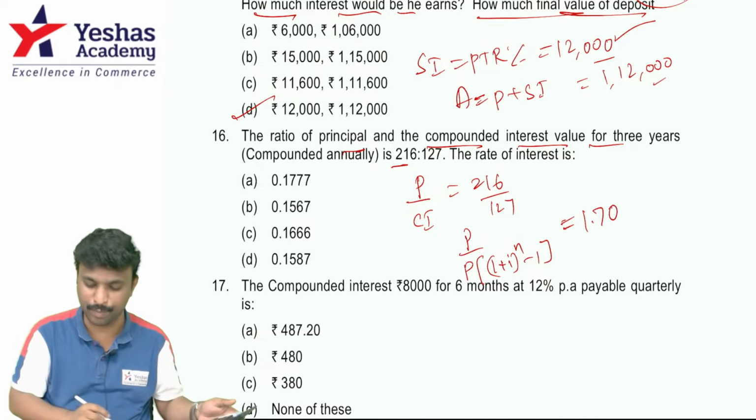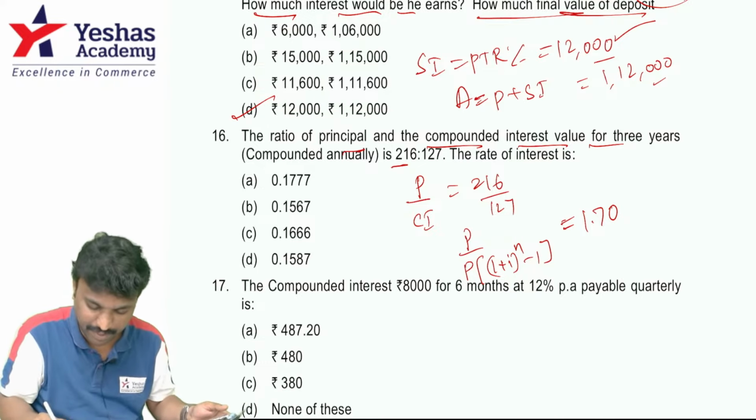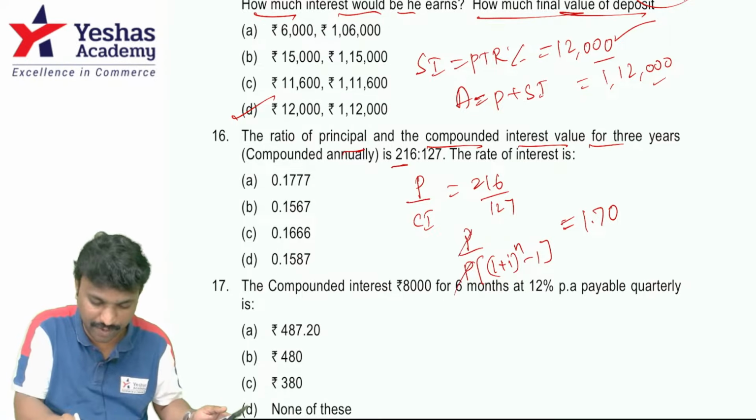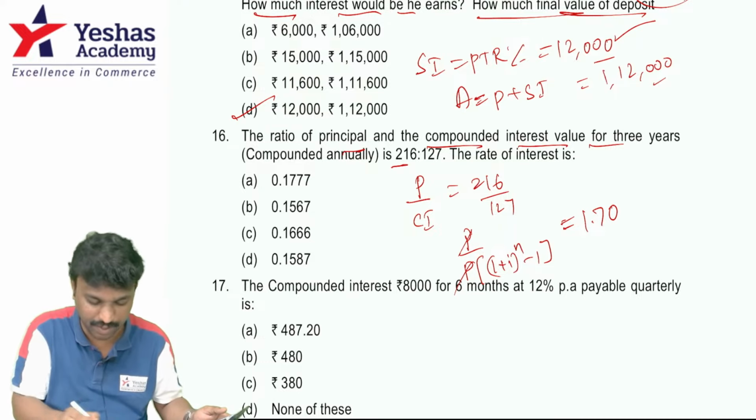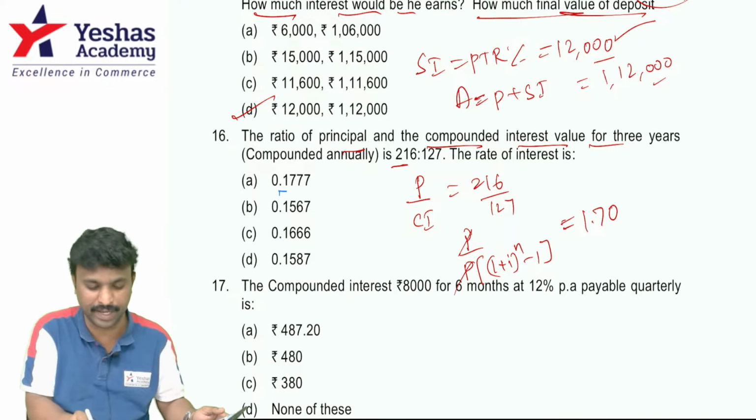1.7007. So let me write 1.70. Now, P will get cancelled. So we just have to find the value of what? P over here. So how do I find the value of P? Just plug in the options.